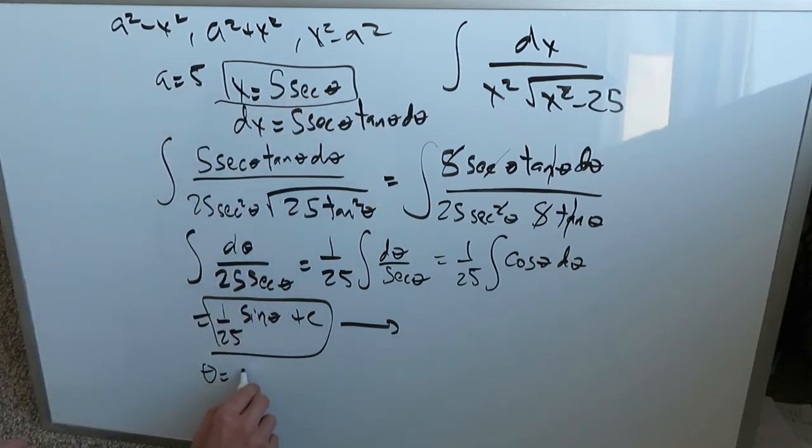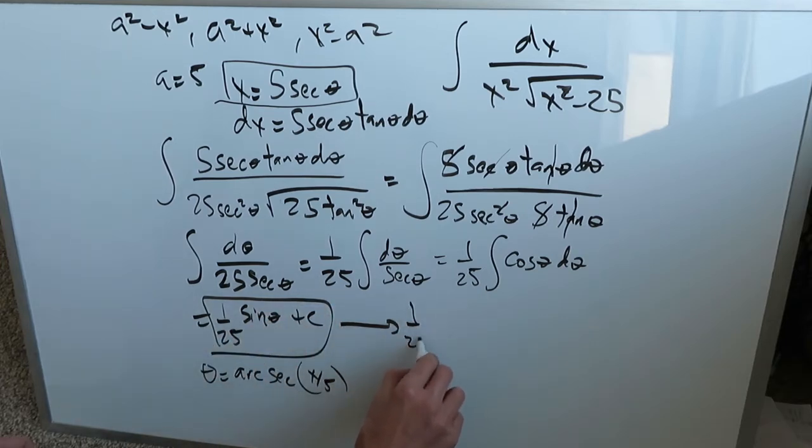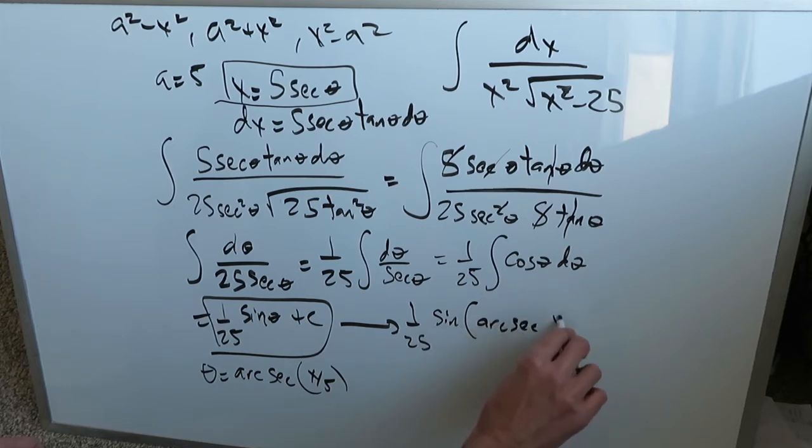Theta is equal to arc secant. You're taking secant on the other side, arc secant x over 5. Use this in terms of theta right over here. What's your final answer? It is 1 over 25 times sine of arc secant x over 5 plus c, and that right there is a better answer.